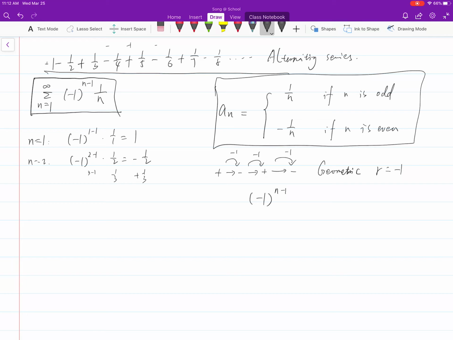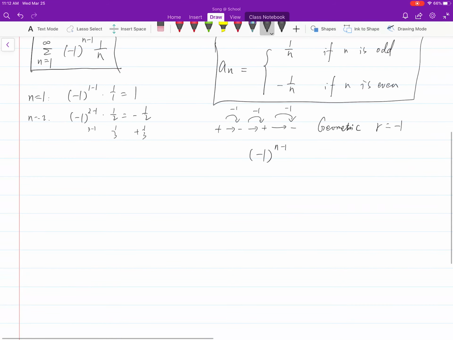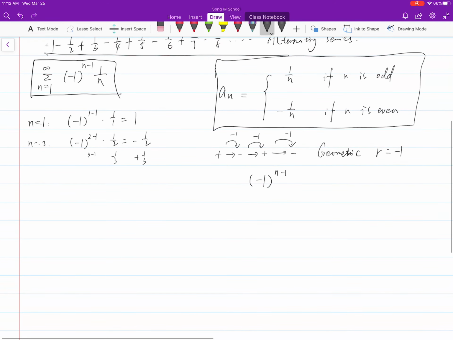Okay, so several tips to write down. Number 1, when we see an alternating series, we basically see two parts. The first part is going to be a series which is basically positive, like the 1 over n here. It just takes care of the value. The second part will tell you it's alternating. It's going to be a plus, minus, and the way to tell it is actually times a power of negative 1.